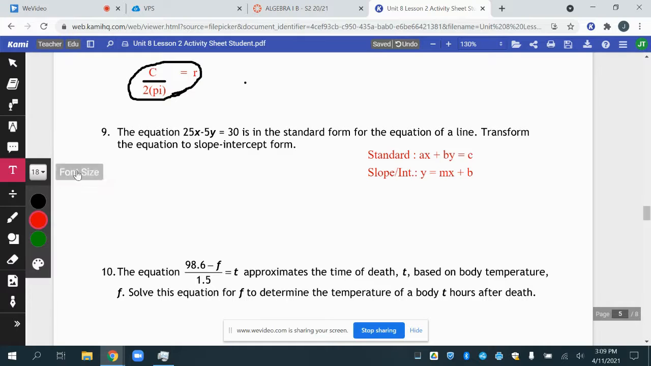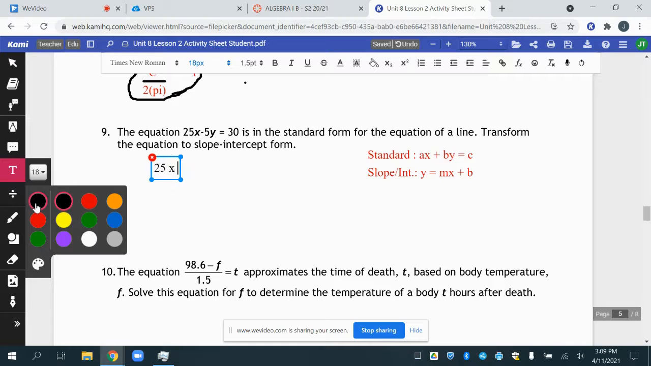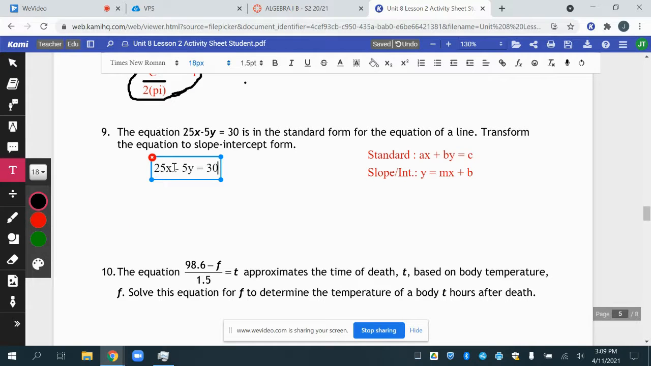Here's what it looks like. 25x, I'll change this back to black because I like that more. Minus 5 times y equals 30. So I want y to be by itself, so I need to get rid of the 25x and the negative 5. Just like before, we're going to add and subtract first. 5 is being multiplied by y, so the only way to get rid of it is division. I'm going to get rid of these guys first.